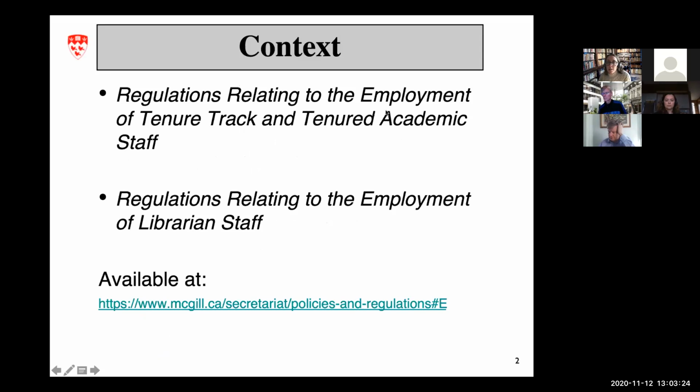I'm going to get started and share the context for our work. I'm also going to minimize this and start by just indicating that the regulations in question that we should be looking at are the regulations relating to the employment of tenure track and tenured academic staff, which set out in full the processes related to tenure at Section 7. And that includes the processes that both the DTCs and the UTCs follow.